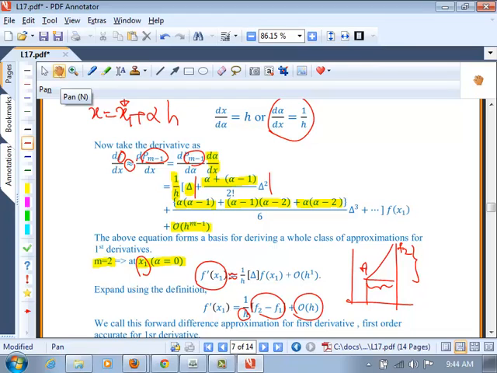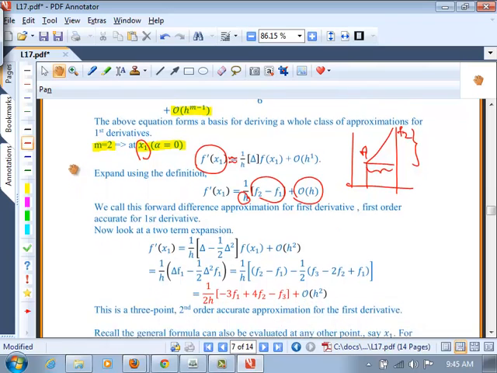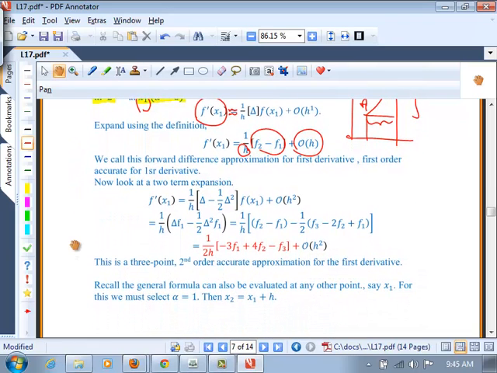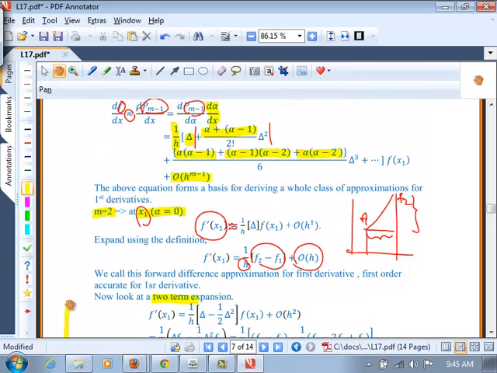So here is a 2-term expansion. And so I need to substitute alpha equal to 0. Why? In that formula that I have here, I'm substituting alpha equal to 0, because I'm calculating the derivative at x1. If I want to calculate the derivative at another location, for example at x2, I can put alpha equal to 1. So that's what gives you a whole class of approximations at different reference points.